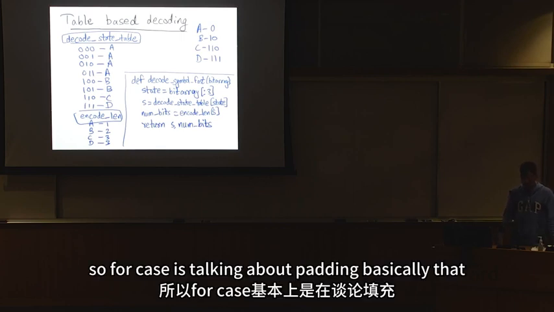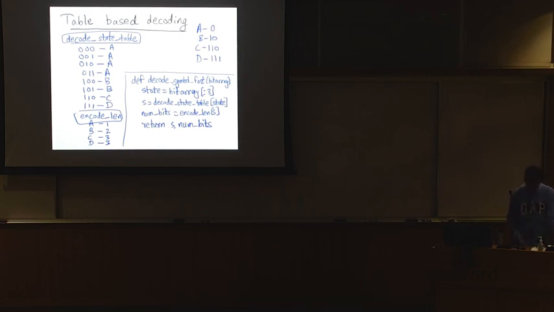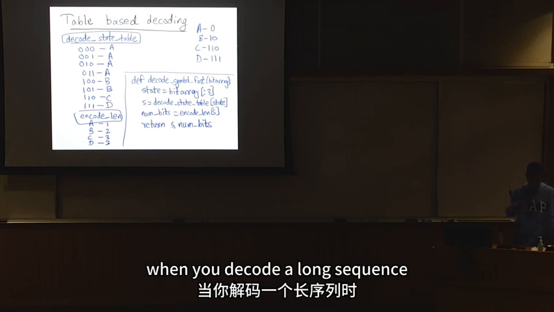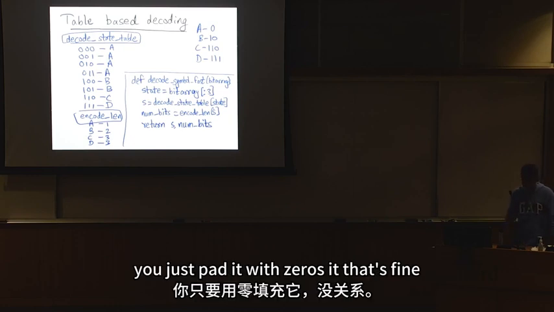Yeah. So Pulkit is talking about padding basically, that at the end you might not be left with 3 symbols when you decode a long sequence. You just pad it with zeros. It's fine.